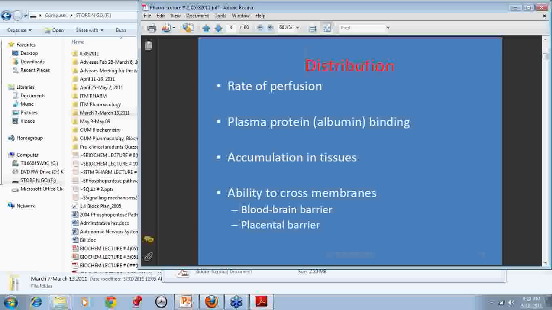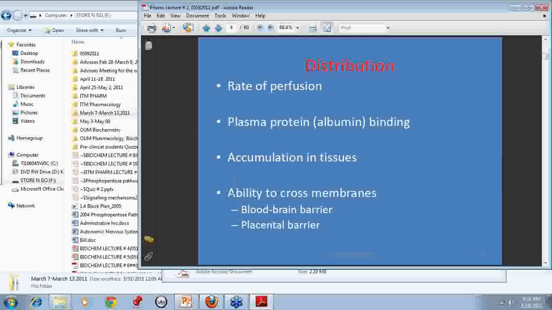Accumulation of the drug in different tissues is also an important factor to consider. And of course, the most important aspect of it is the ability to cross the membranes. Here we're dealing with the blood-brain barrier, which has a decent screen. As I said before, it allows only those fat-soluble drugs to pass through, right? And prevents the other ones.